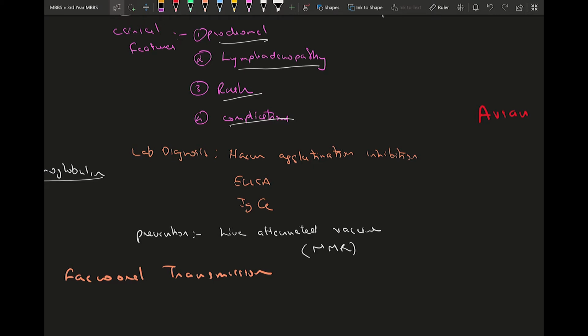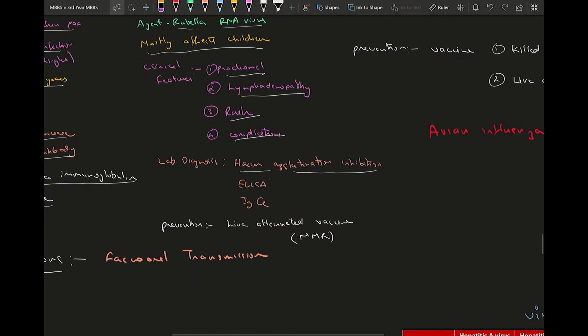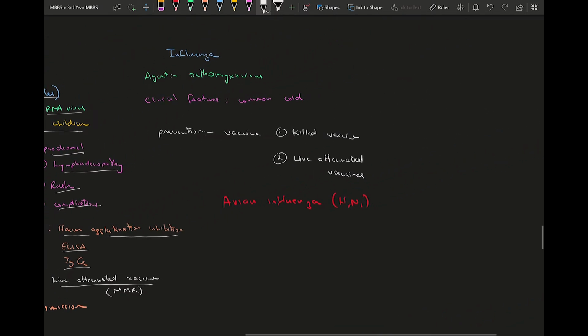The lab diagnosis for German measles is hemagglutination inhibition. This is the gold standard test for rubella, and then you can do your ELISA and IgG as usual. Prevention is again your MMR, which is a live attenuated vaccine, given at 6, 10, 14 weeks, intramuscular, anterolateral part of the thigh. You can give a booster dose 1 to 2 years after the third dose.